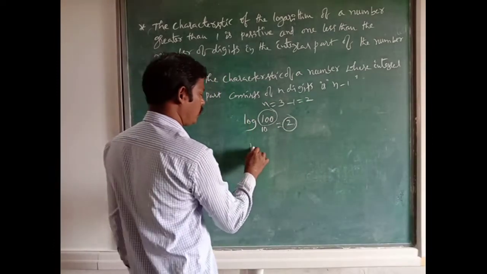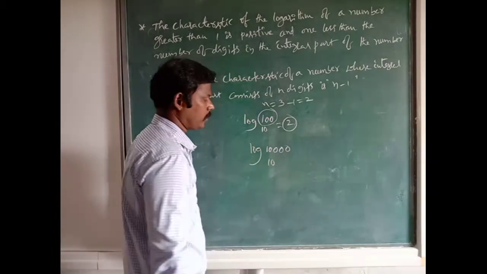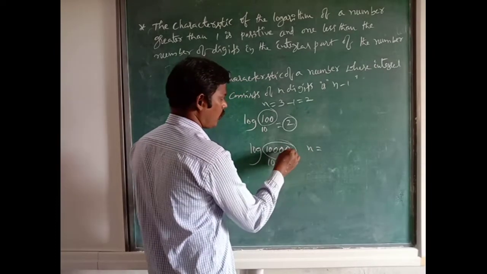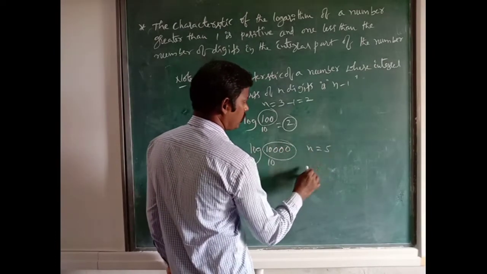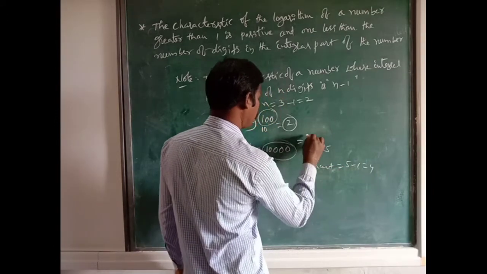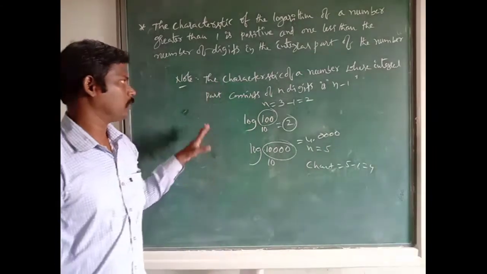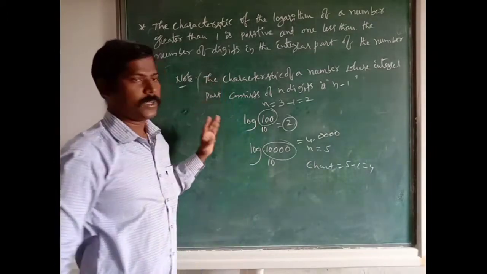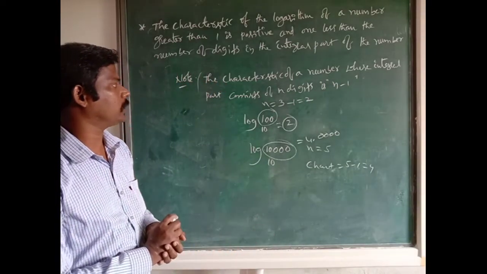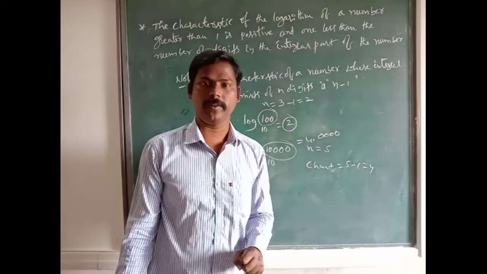Similarly, one more example. Log 10,000 to the base 10. So here n contains how many digits? 1, 2, 3, 4, 5 digits. So the characteristic, how to find? 5 minus 1, 4. So then 4.0000. Okay students, so this is a very important formula. The characteristic of a number whose integral part consists of n digits is n minus 1.